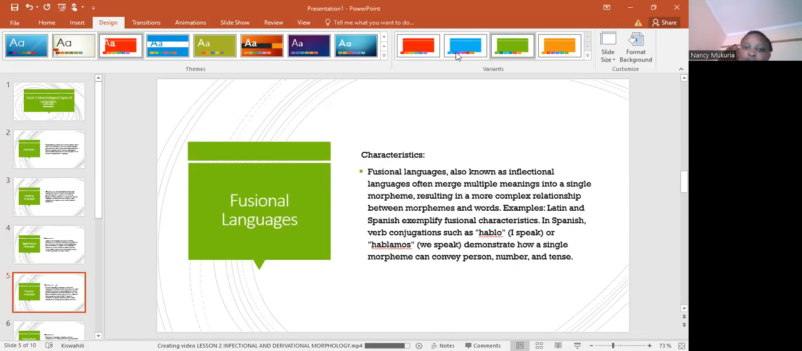Fusional languages. Characteristics: fusional languages, also known as inflectional languages, often merge multiple meanings into a single morpheme and word. For example, Latin and Spanish exemplify fusional characteristics. In Spanish, verb conjugations such as hablo, I speak, or hablamos, we speak, demonstrate how a single morpheme can convey person, number, and tense.